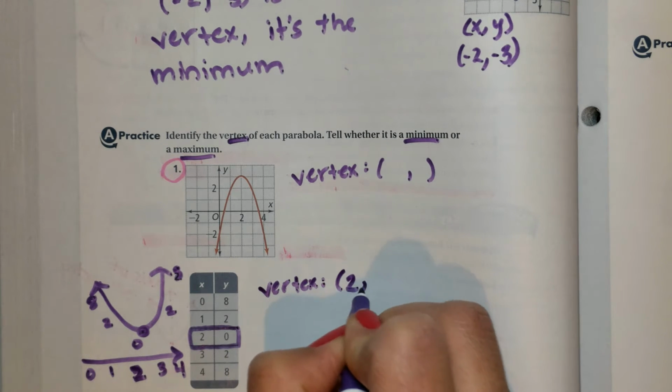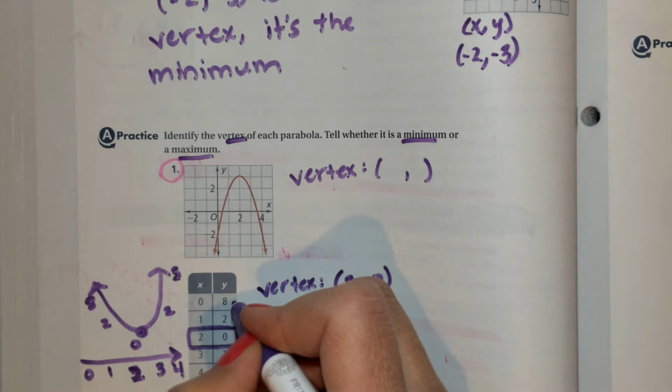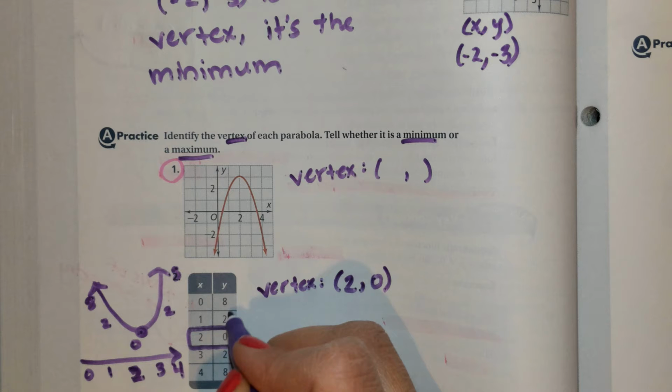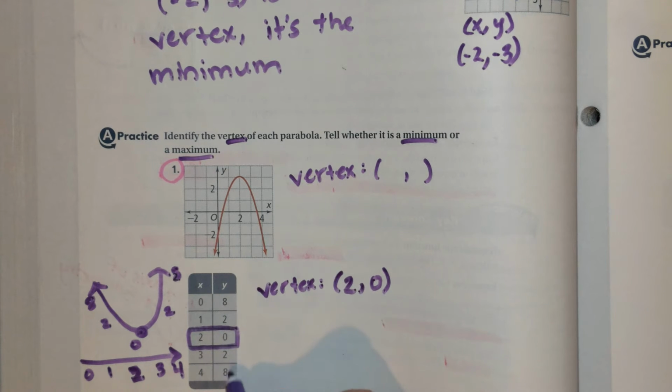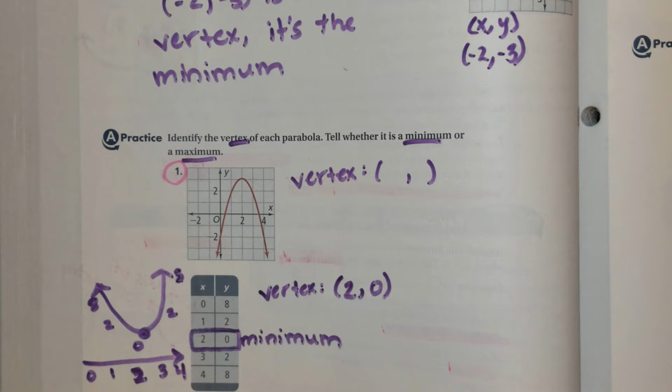X first, so 2, comma 0. And I kind of sketched it already, but another way you could tell is because both ends are going upwards. It's going 2, 8 and up, and then 2, 8 and up. So this is your minimum. That's your minimum value. All right, so that's how you do those types of problems.